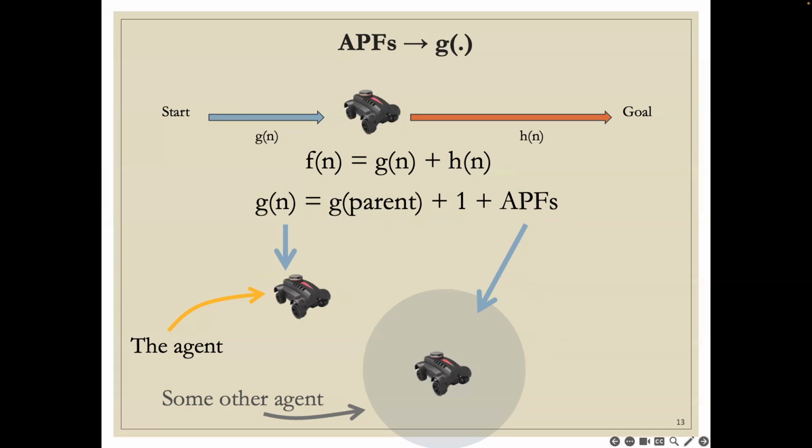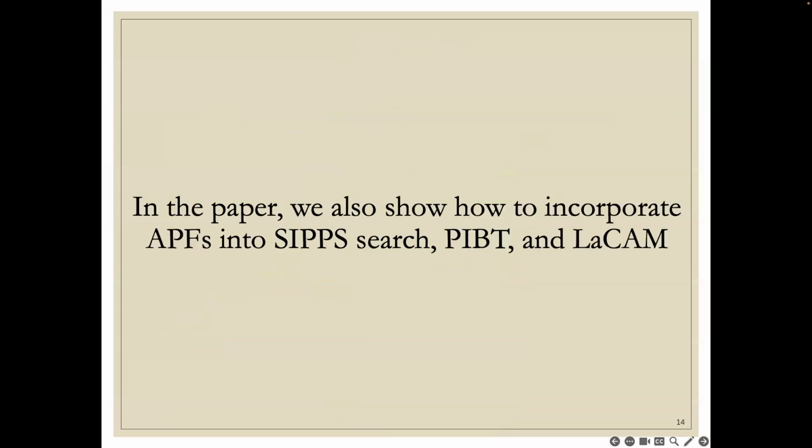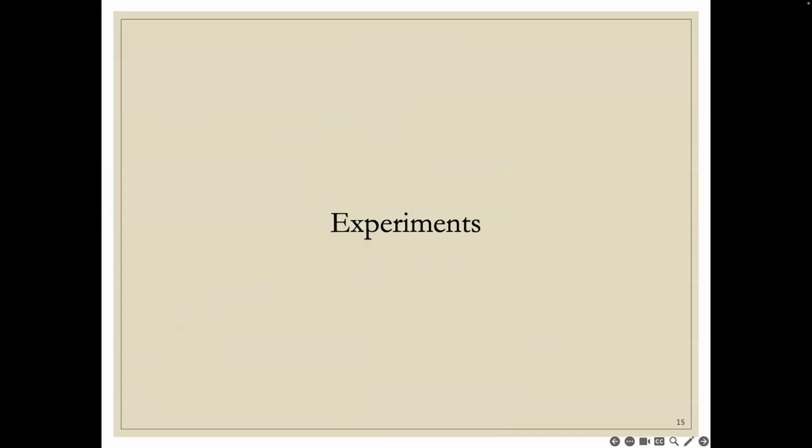We show here that if we compose the G part of the node with the APF costs, we get the desired result, where the chosen path is the red path. In the paper, we also show how to incorporate APFs into ZIP, PIBT, and LaCAM algorithms.